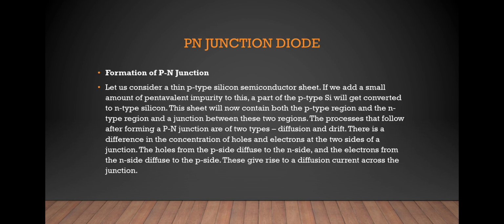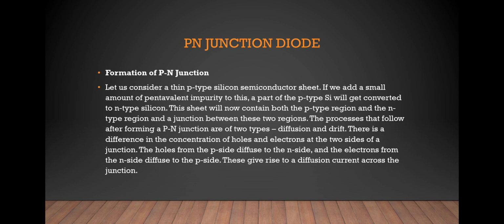Now consider a thin p-type silicon semiconductor sheet. If we add a small amount of pentavalent impurity, a part of the p-type silicon will be converted into n-type silicon. It is called doping.